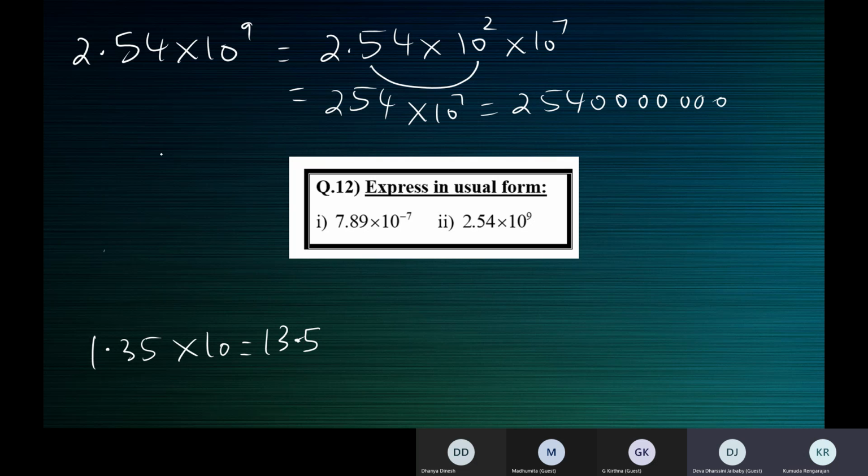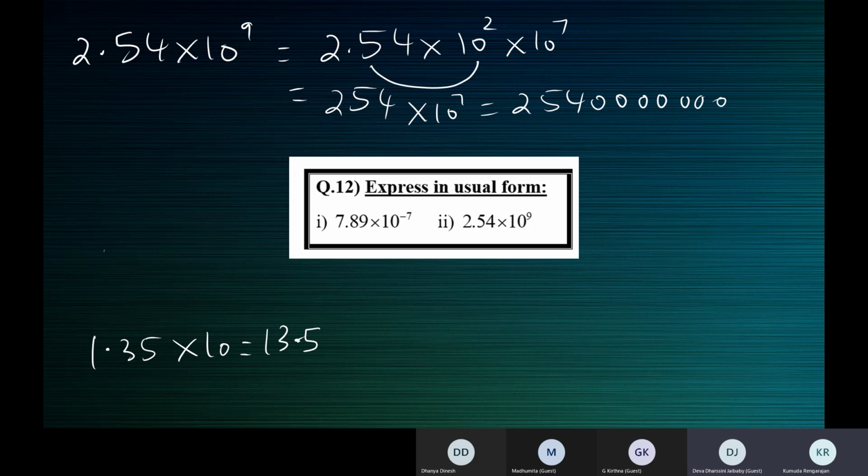Same idea. So 2.54 into 10 to the power 9 means you're multiplying by 1 followed by so many zeros. So the value will increase, right? Yes, ma'am. 2.54, you're multiplying with 1 followed by 9 zeros. So the value will become very big. And that's what we get: 254 followed by 7 zeros.